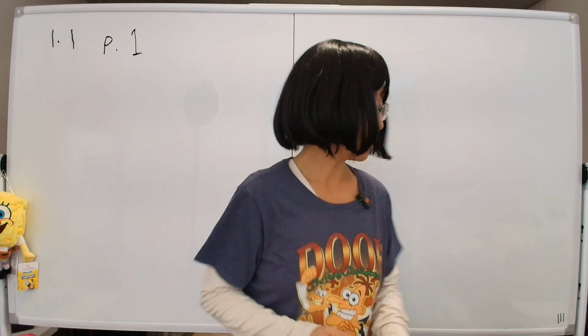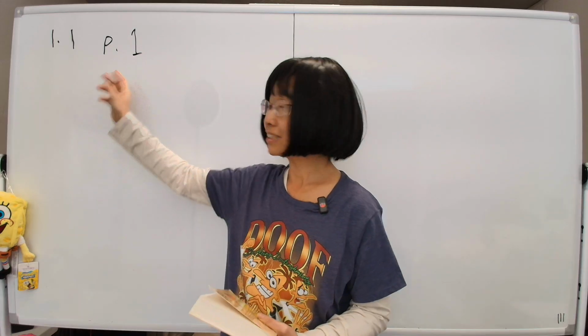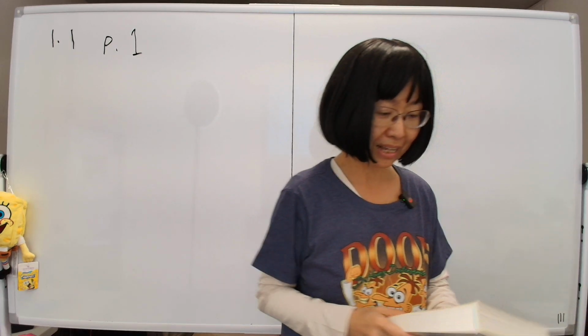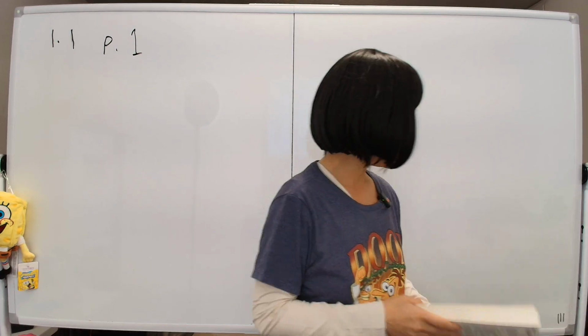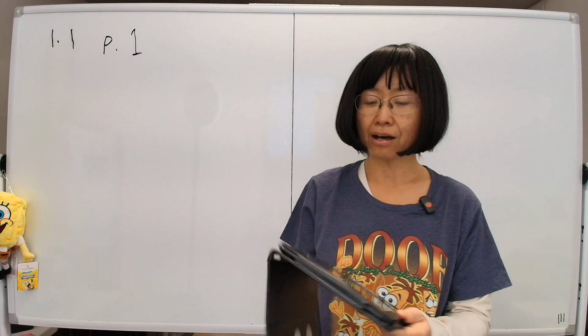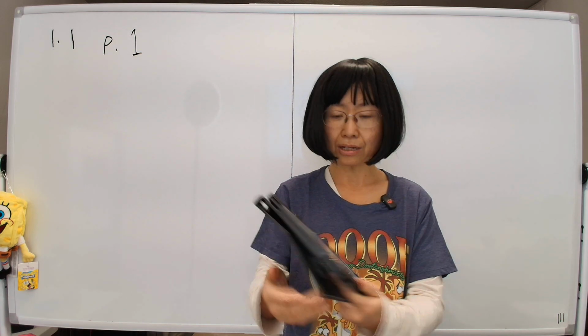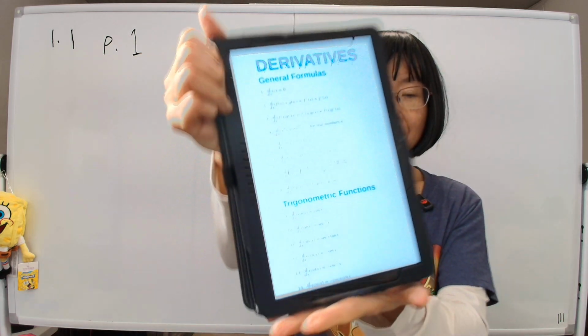Now, today we are going to start with chapter 1, 1.1, which is on page 1 of the book. But before I show it to you, I want to remind you quickly of some differentiation rules. Chapter 1 is called differentiation, so I want to quickly talk about it.